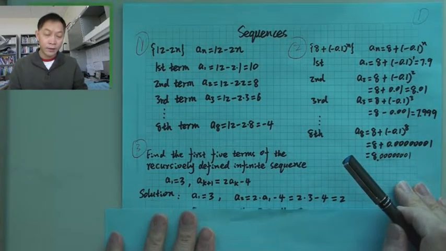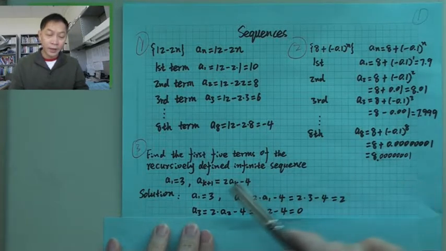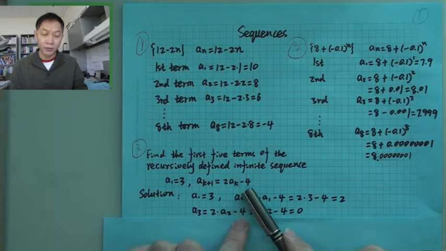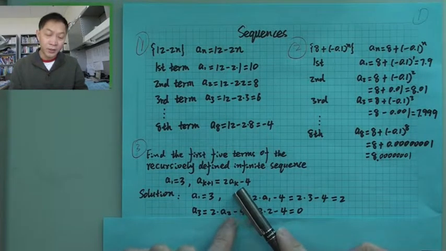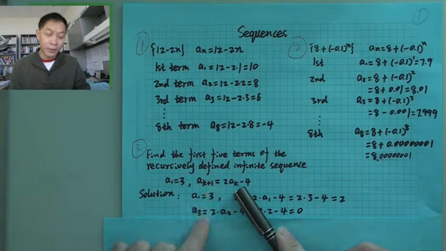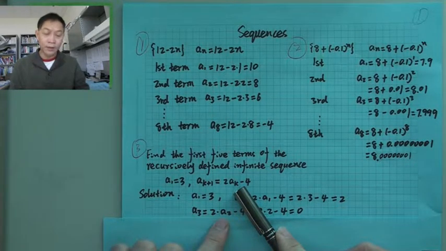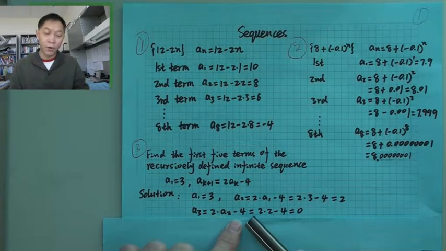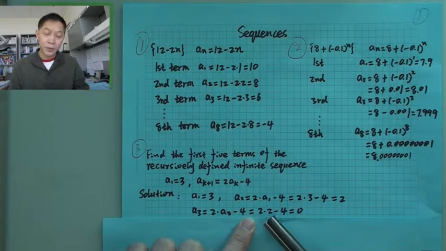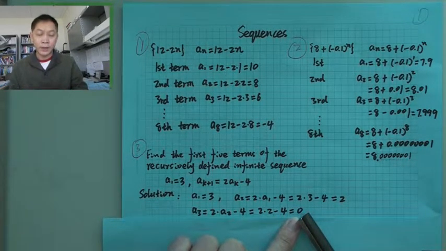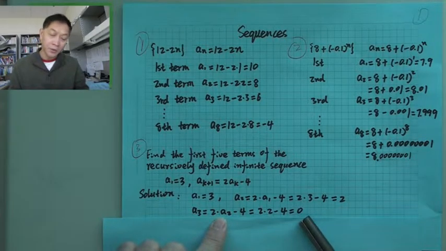A2. So you see right here, A3 equals 2 times A2 minus 4. Because if here is 2, then 2 plus 1 will be 3. So the third term depends on the second term. So you have 2 times A2 minus 4, that equals 2 times 2 minus 4, and that's 0. So the third term is 0.